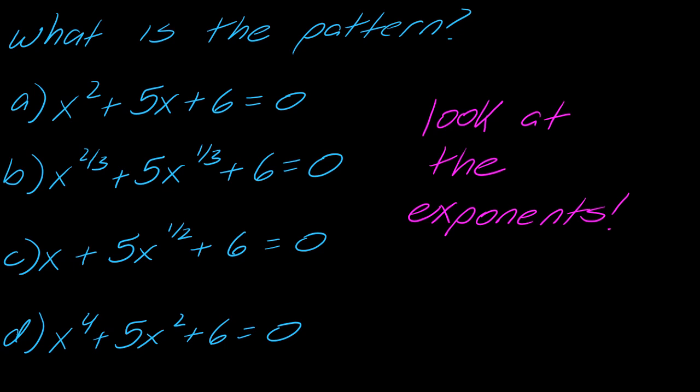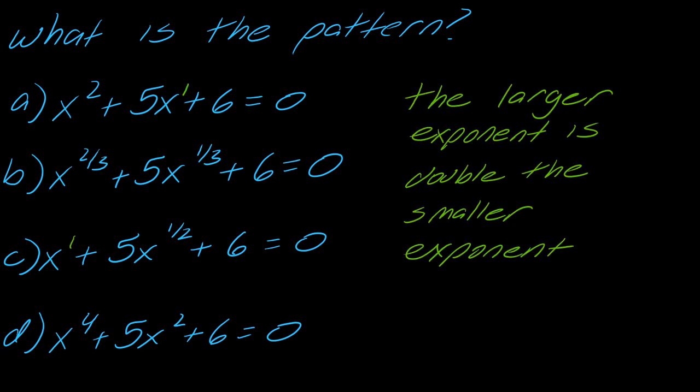Okay, so the pattern here is that in every one of these equations, the larger exponent is double the smaller. So here I've got x to the 2/3, and I've got x to the 1/3. 1/3 times 2 is 2/3, right? Here I've got 1/2 and 1. 1/2 times 2 is 1. Same thing here. Here I have 2. 2 times 2 is 4.